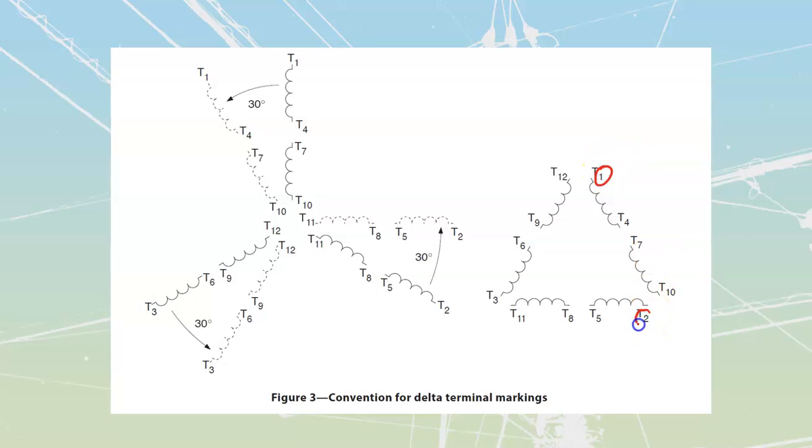1, 2, 3. So I'm going from line A, B, C, line to line to line, and then I'm going to go to the far end of the first one that I started on. So I did 1, 2, 3, and I'm going to go 4, 5, 6. Then I'm going to start on the next one over here. 7, 8, 9, and I'm going to complete that winding, 10, 11, and 12.